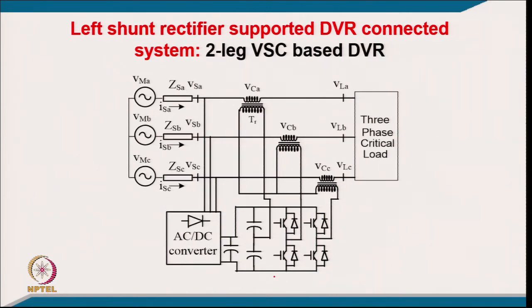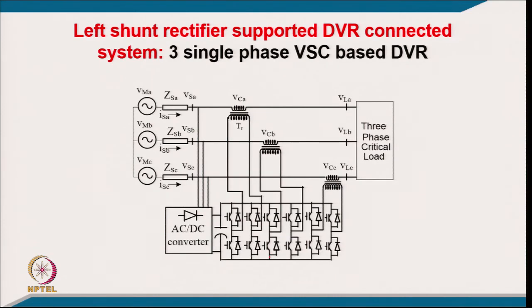So, another one is with the 2-leg, that was the 3-leg with the rectifier supported, and this is 3 single-phase with rectifier supported. So, you have a rectifier supported with 3-leg independent control for all 3 phases for voltage injection, because you may require separate voltage injection for all 3 lines, since unequal or unbalanced voltage may be there. Here we would like to balance the voltage across the 3-phase critical load.